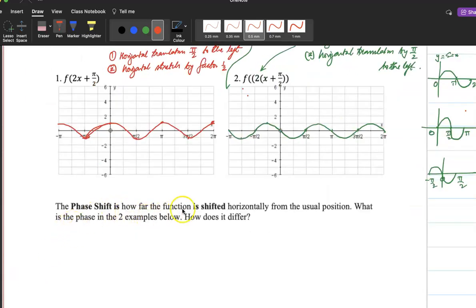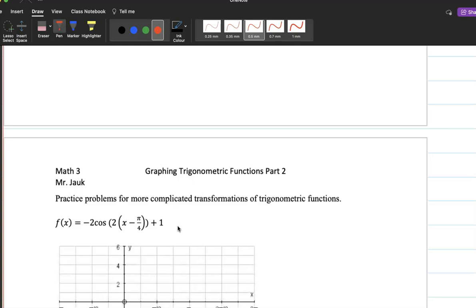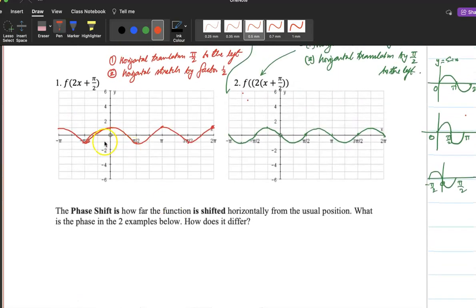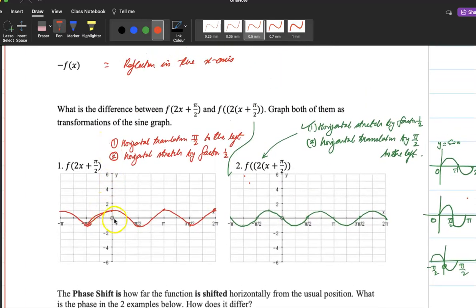The phase shift is how far the function is shifted horizontally from the usual position. What is the phase shift in the two examples below, and how does it differ? What is the phase shift over here? It is pi by 4, because my original sine graph starts from here. So this is pi by 4. Now this is pi minus pi by 2, so this is pi by 2. This is a phase shift. So here it is pi by 4, here it's pi by 2.